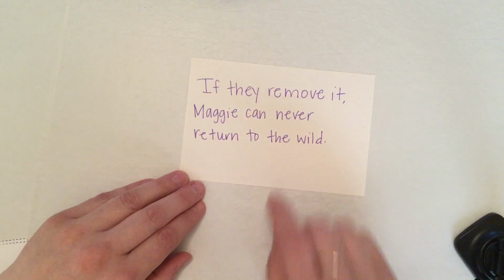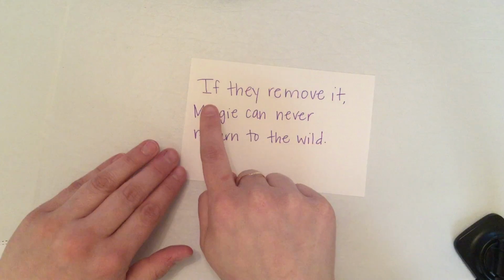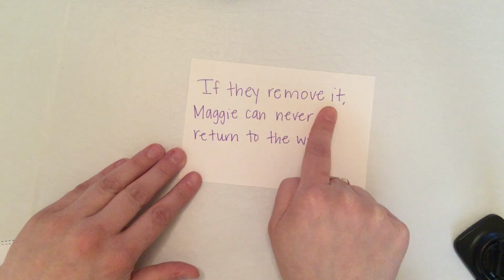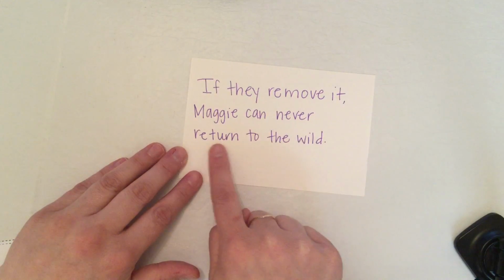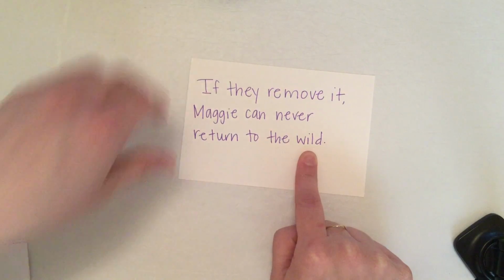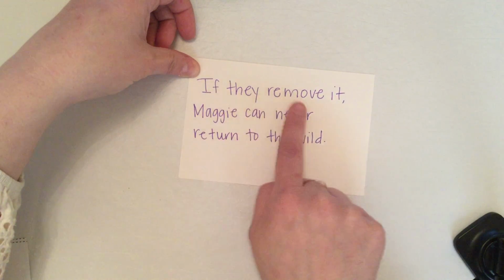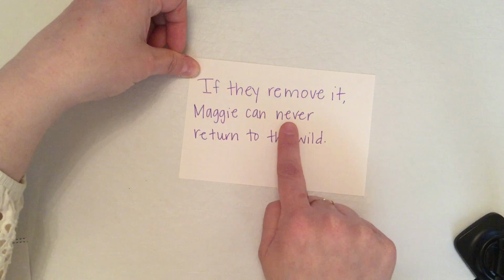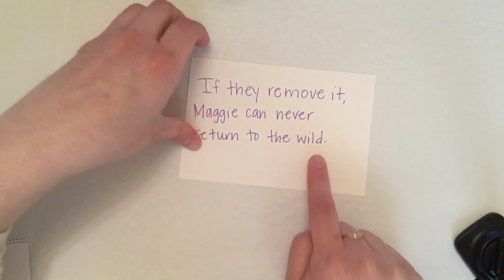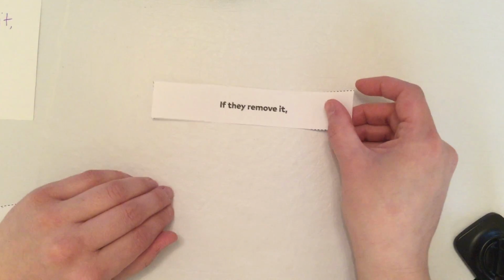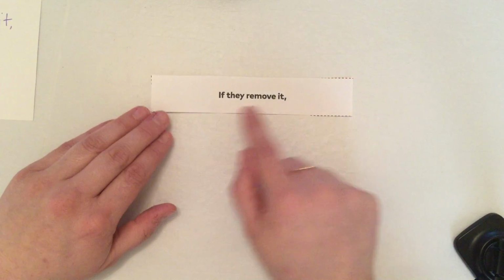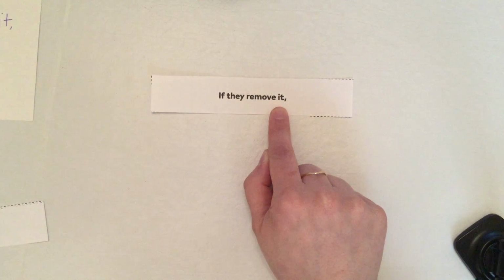So this sentence came straight out of our story, and it says, if they remove it, Maggie can never return to the wild. If they remove it, Maggie can never return to the wild. Okay, so that's our sentence. Now let's talk about it chunk by chunk. So this chunk says, if they remove it.